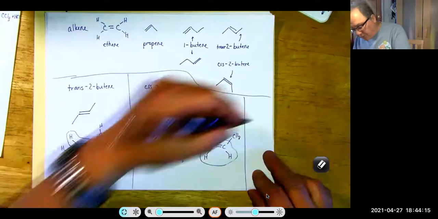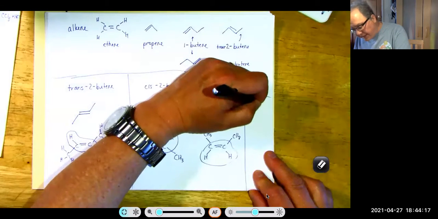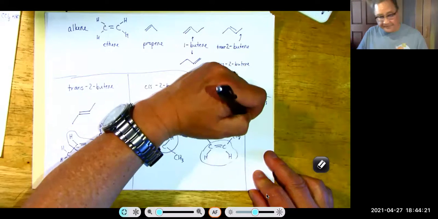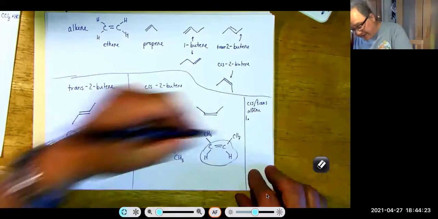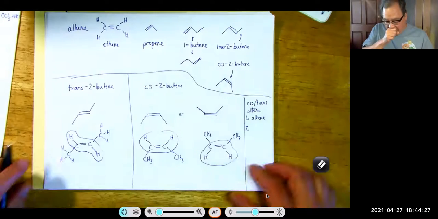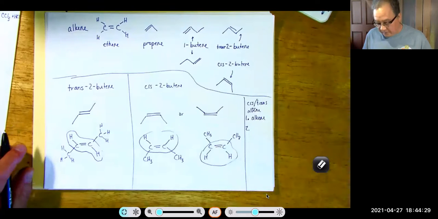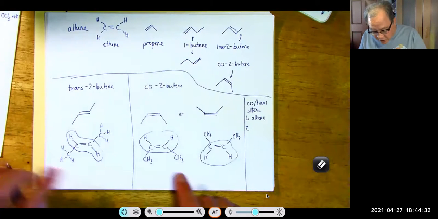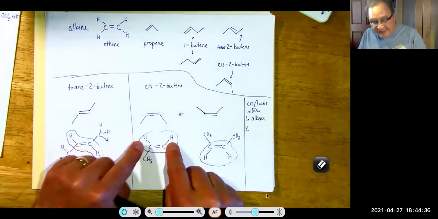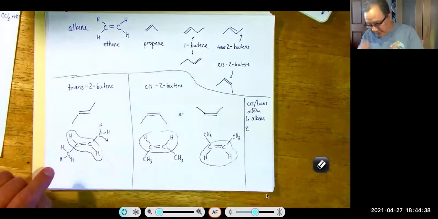Okay, so for a cis-trans alkene, you need the following. You need an alkene. Second thing is bonded to the carbons, you need exactly 2 hydrogens.